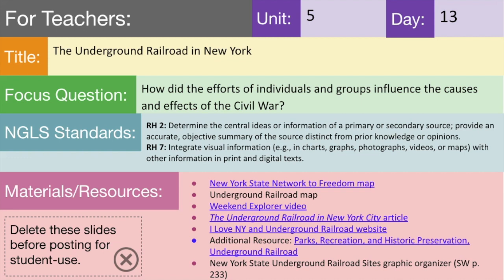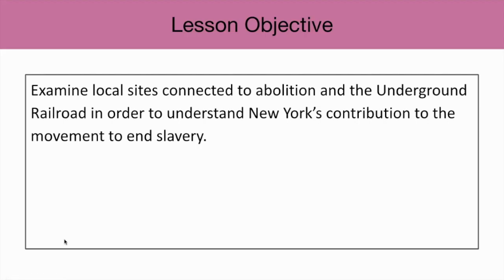Again, we will focus on Unit 5, Day 13, the Underground Railroad in New York, but the strategies discussed can be used for lots of different lessons in our curriculum. Our lesson objective asks students to examine local sites connected to abolition and the Underground Railroad in order to understand New York's contribution to the movement to end slavery.